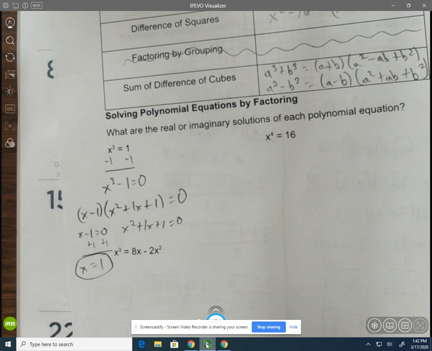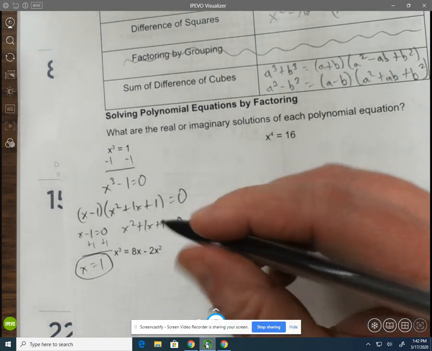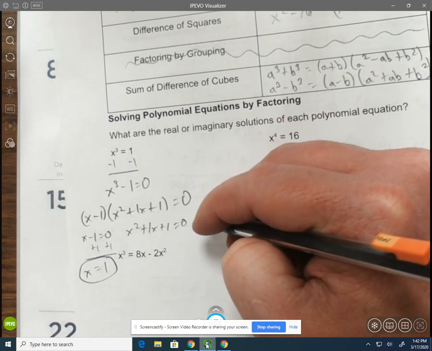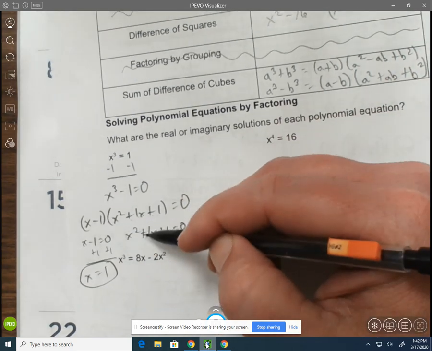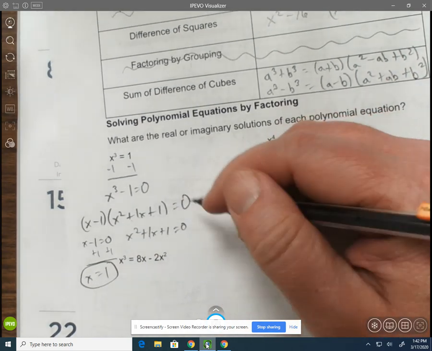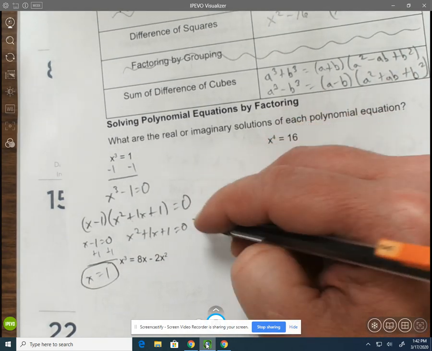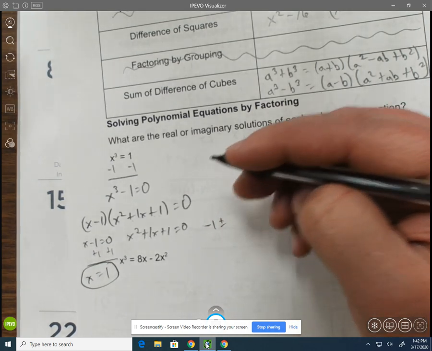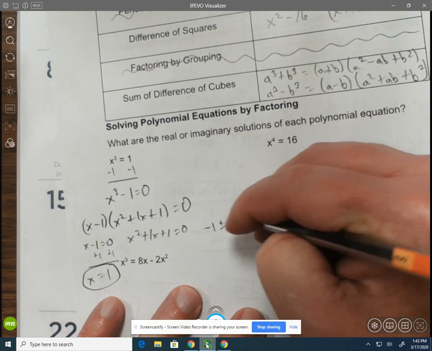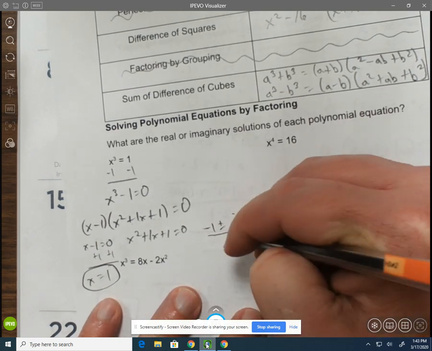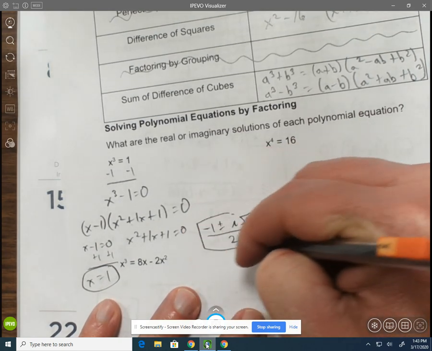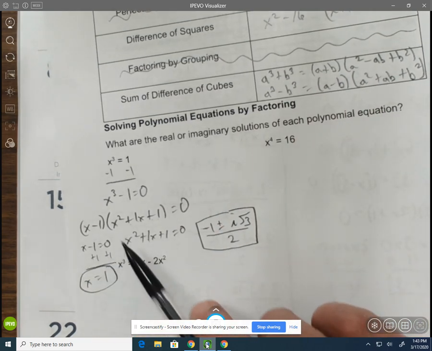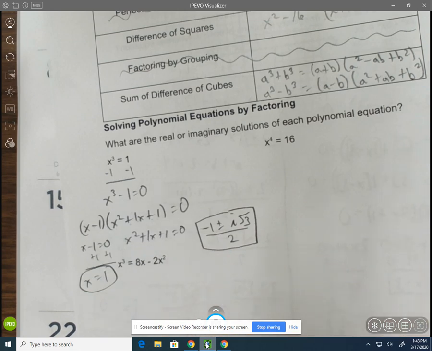All right, and so I'm going to leave that to you to do. But I will give you the answer. If you do the quadratic formula here, a is 1, b is 1, and c is 1, the solution actually turns out to be negative 1 plus or minus i radical 3 over 2. So that is solving these things by factoring, specifically this one that is a difference of two cubes.